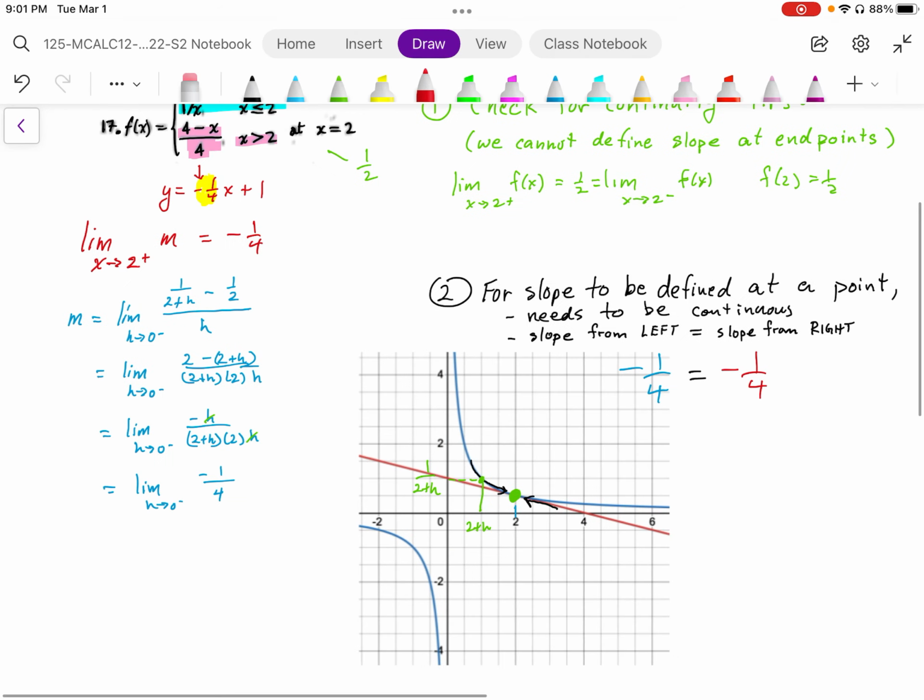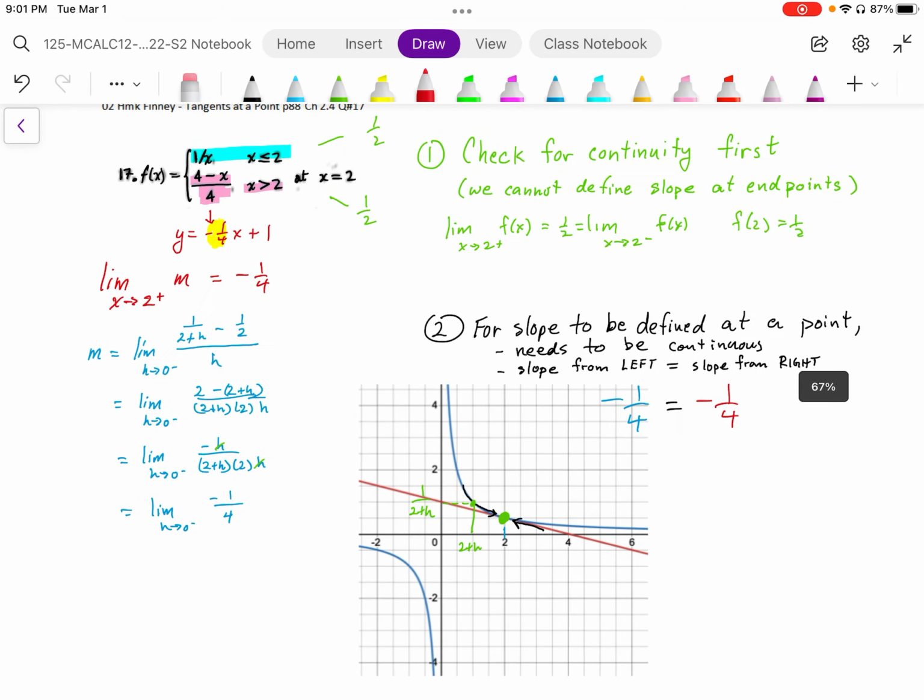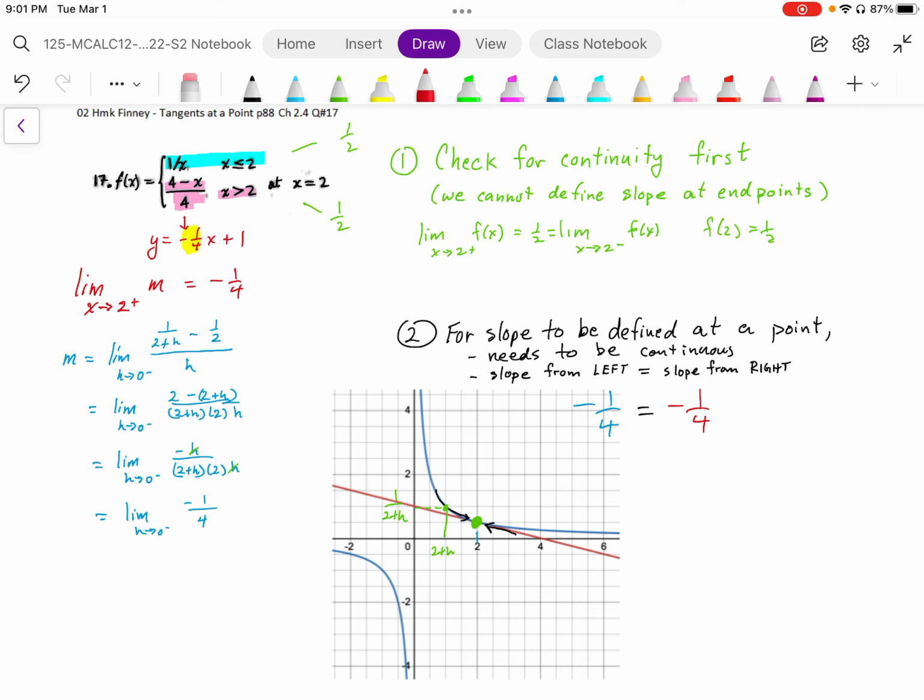And so because the slope from the left-hand side equals the slope from the right-hand side, this slope does exist at that point. Sorry, the slope is negative 1/4.